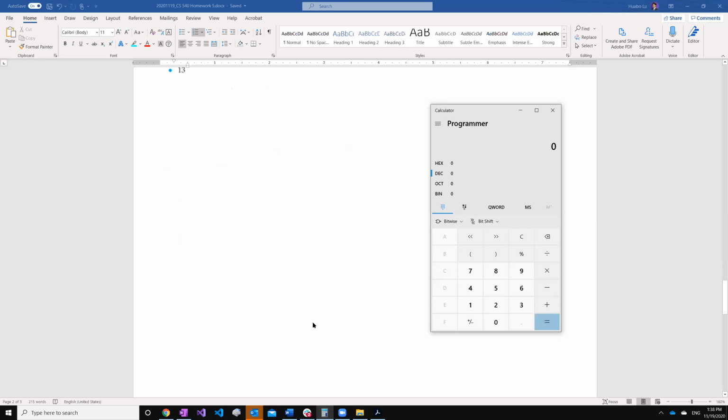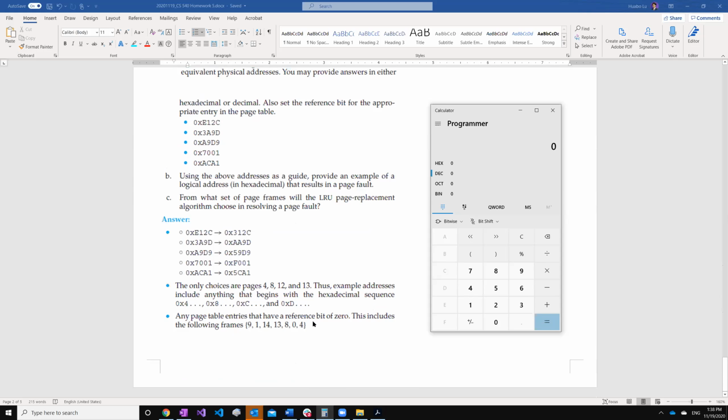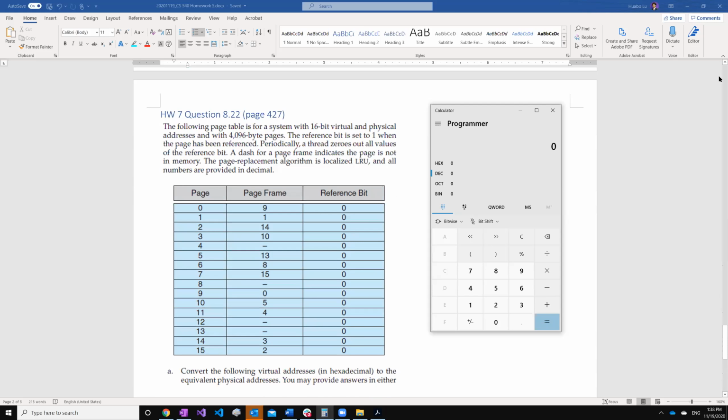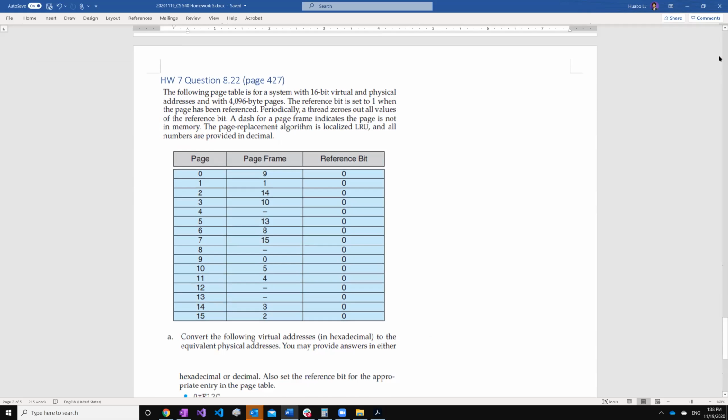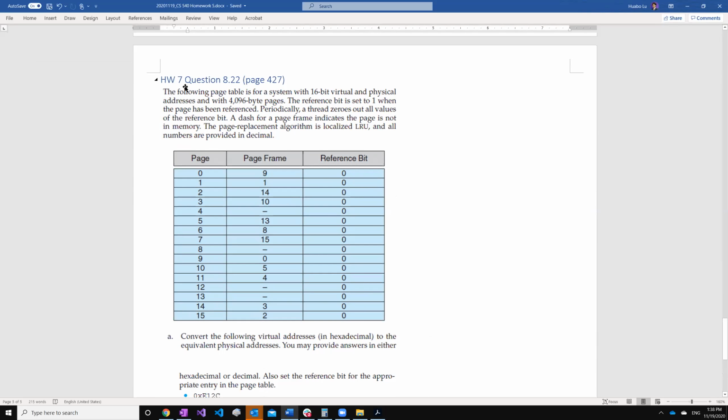Okay, coming to the point of this one. This is an interesting one, and it is worth the time. So let's see, question 8.22 from page 427. The following page table is for a system with 16-bit virtual and physical addresses with 4K byte pages.